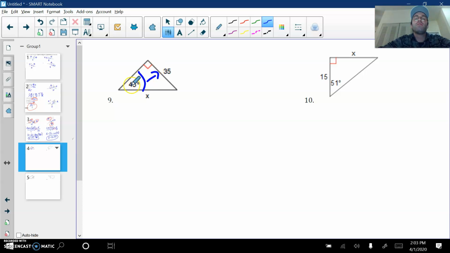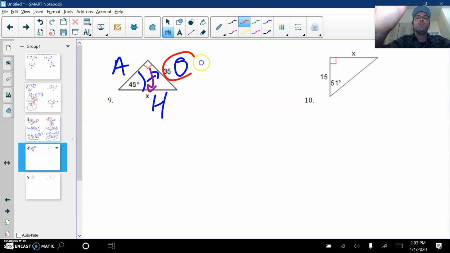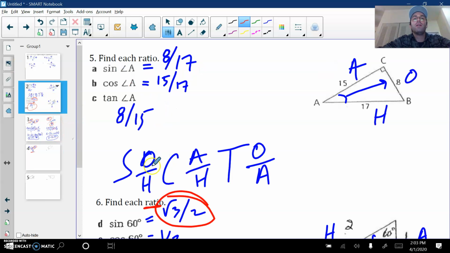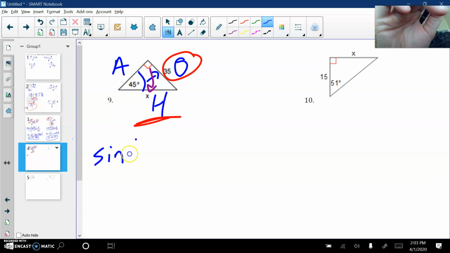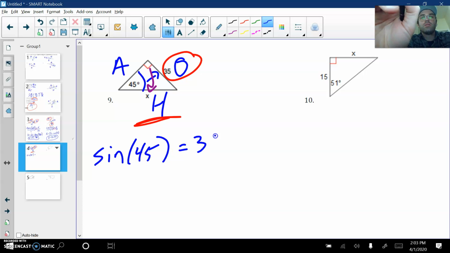All right, so this is my 45-degree angle. This is the opposite. This is the hypotenuse, across from our right angle here, and this is the adjacent. So I'm looking at O and H. O and H tells me right away that I'm using sine. I'm always going to take a trig function of an angle, so sine of 45 equals O, which is 35, over H, which is X.